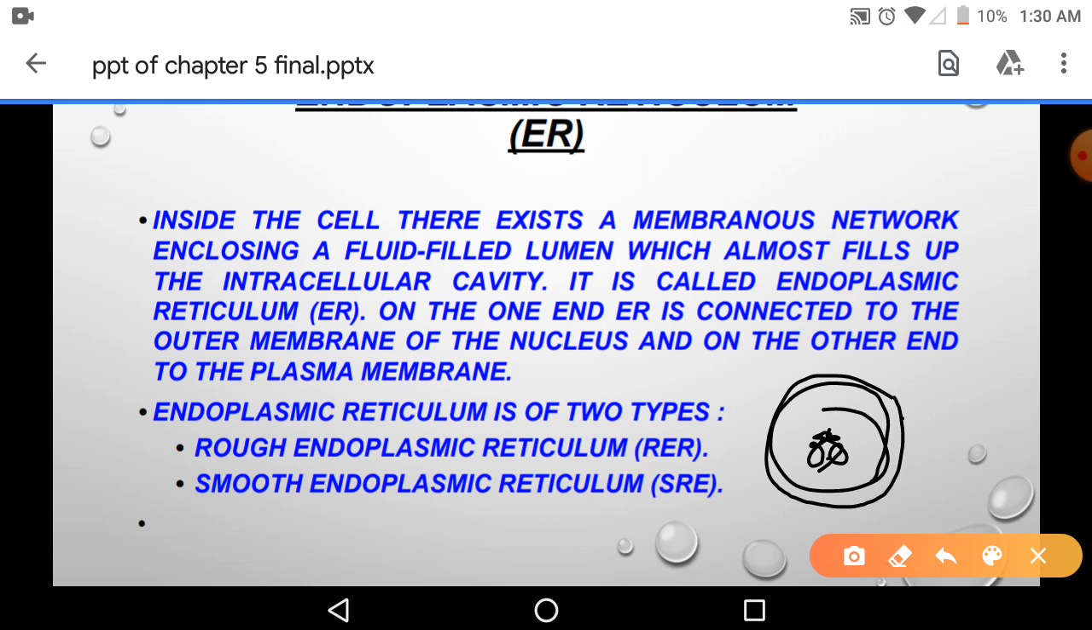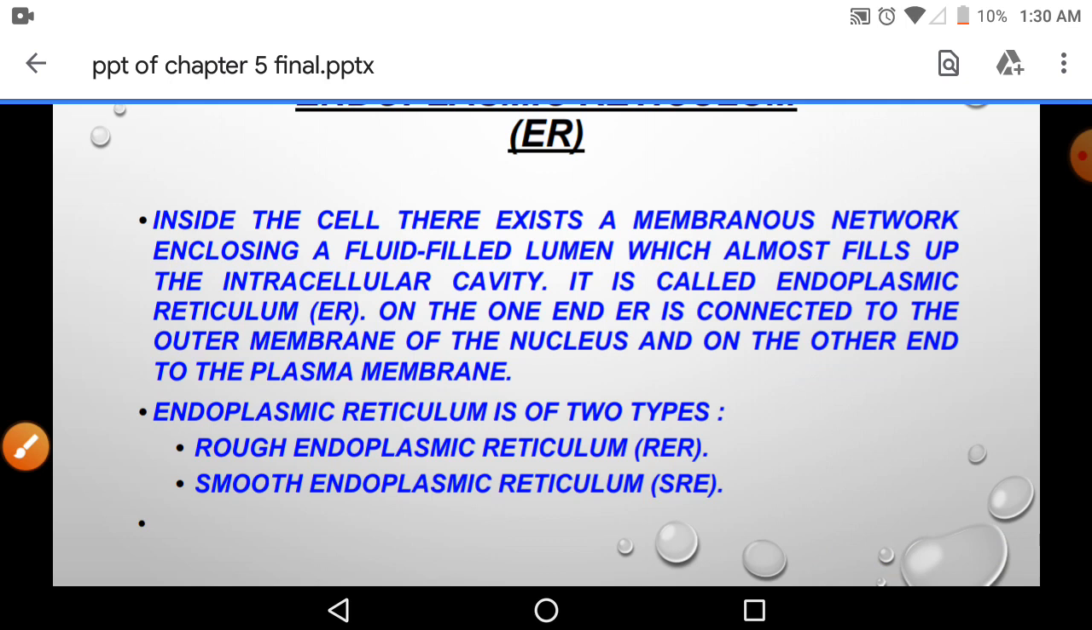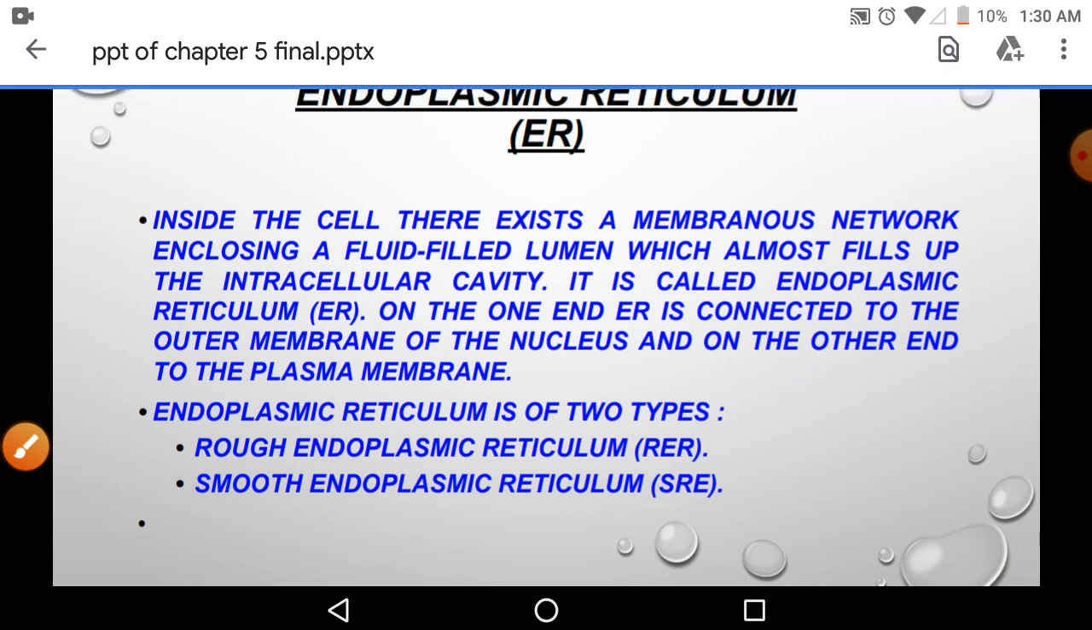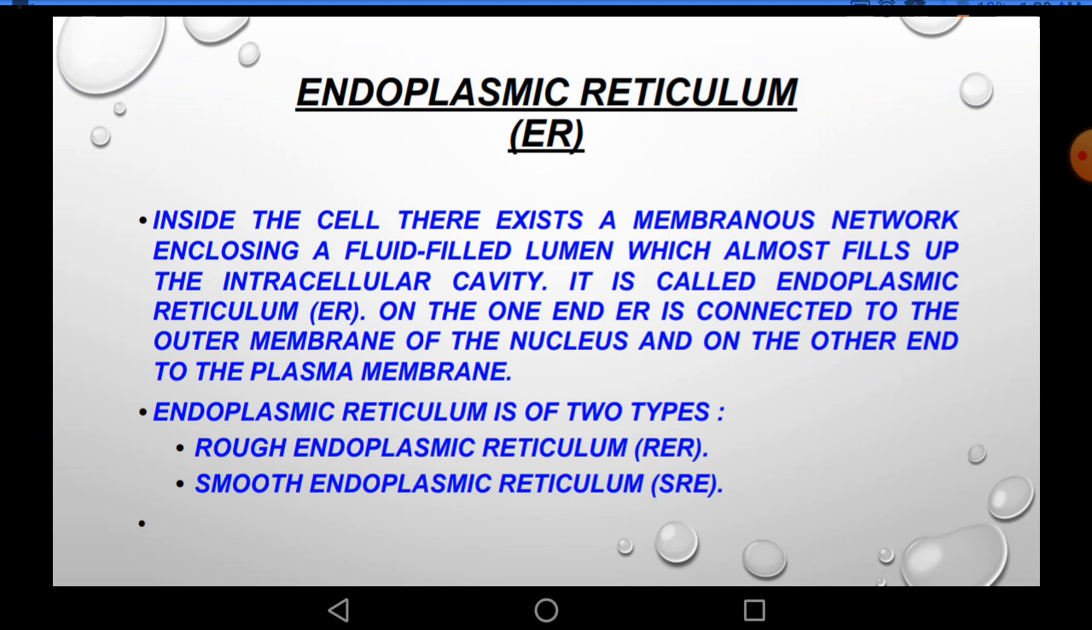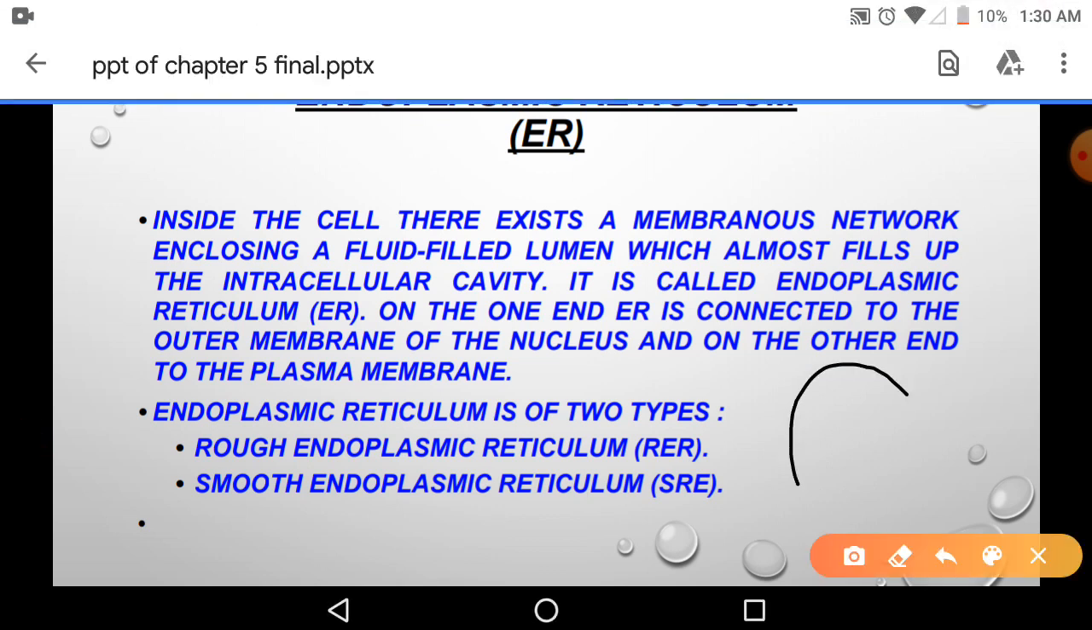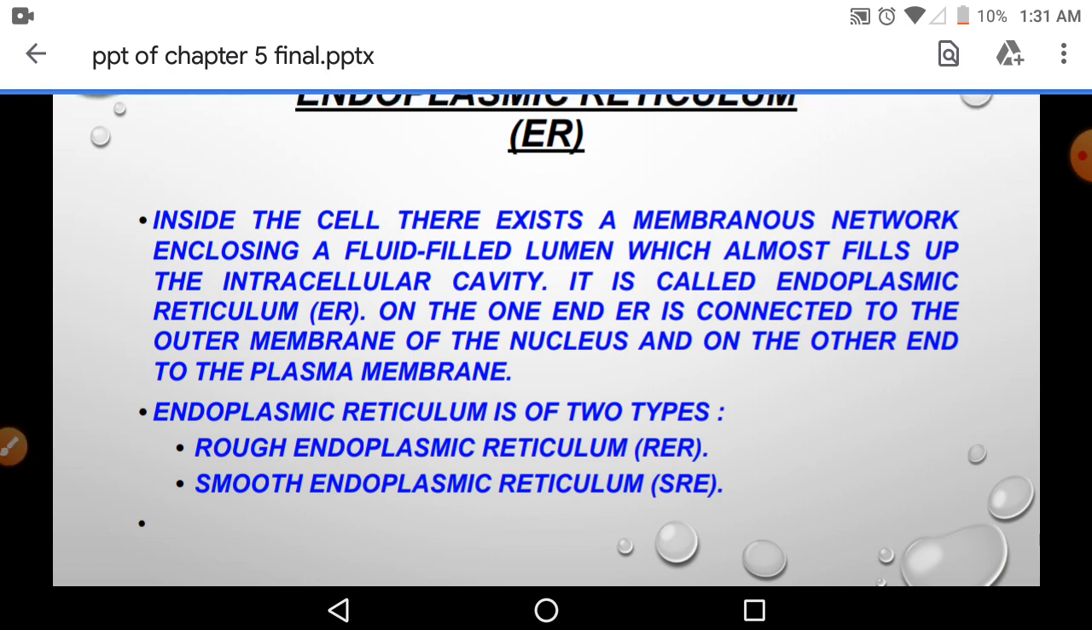Now, inside the cell, there exists a membranous network enclosing a fluid-filled lumen which almost fills up the intracellular cavity. Intracellular cavity means the place between the nucleus and the plasma membrane. It is called the endoplasmic reticulum. This endoplasmic reticulum is connected from the plasma membrane till the nucleus, this entire part, this whole area.